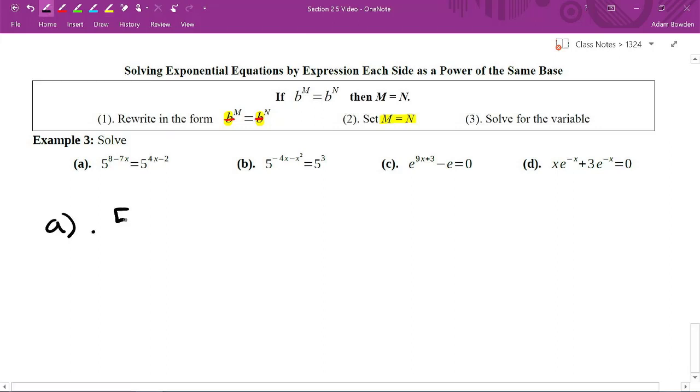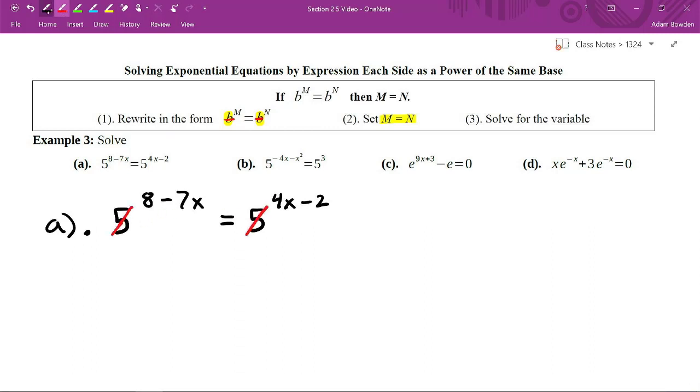We see that here on the first one that goes 5 raised to the 8 minus 7x equals 5 raised to the 4x minus 2. Again, we see the same base on both sides. We can cross that base out here and just write down the 8 minus 7x equal to the 4x minus 2. Now it becomes just an exercise in solving for x.